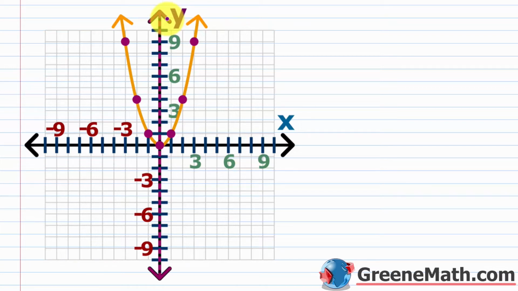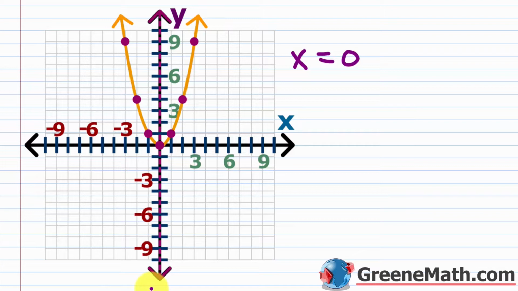So this guy is always going to be a line that is x equals whatever h is, okay? So again, h is the x coordinate of the vertex. In this case, it's 0. So this line here would be x equals 0, which is just the y-axis in this particular case. But basically what this does is it divides our parabola into two perfect halves.